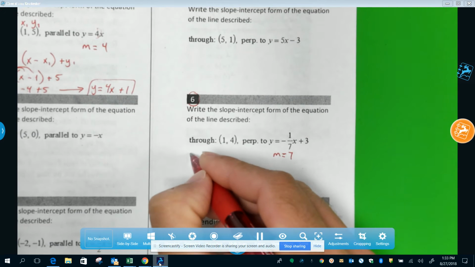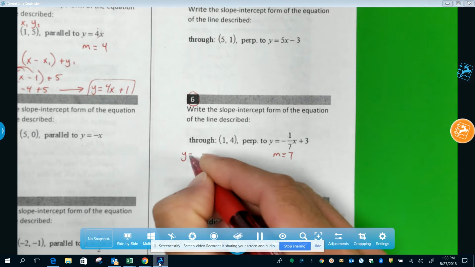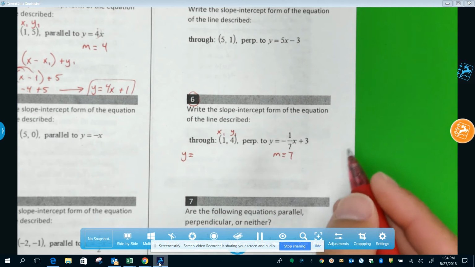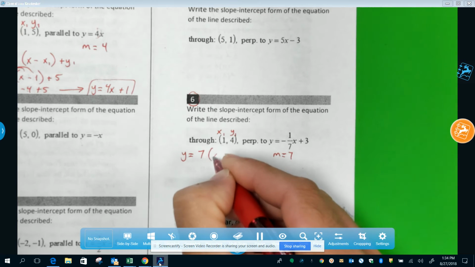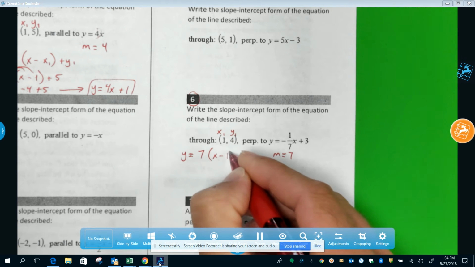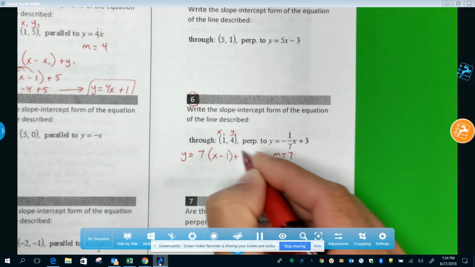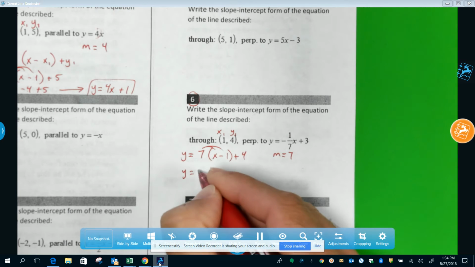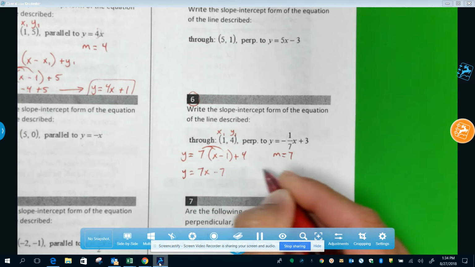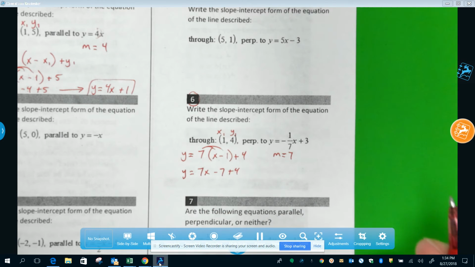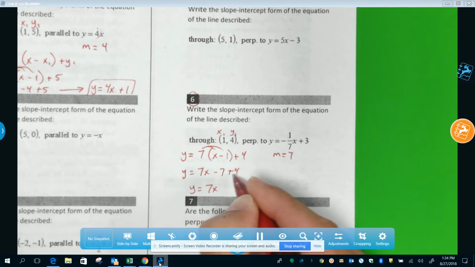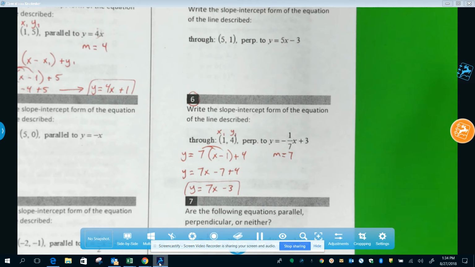So once again, we could use our slope formula, and we could use this coordinate x1 and y1, and the slope of 7. So we'd say y equals 7, x minus x1, which is 1, plus my y1, which is 4. And we could distribute here. y equals 7 times x, 7 times negative 1, and then you've got your plus 4 hanging out at the end. Combine those like terms, so you've got y equals 7x, negative 7 plus 4, negative 3. So y equals 7x minus 3.